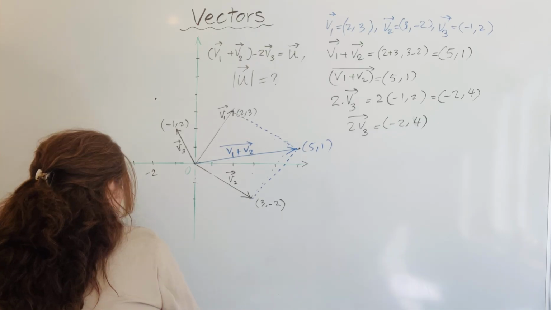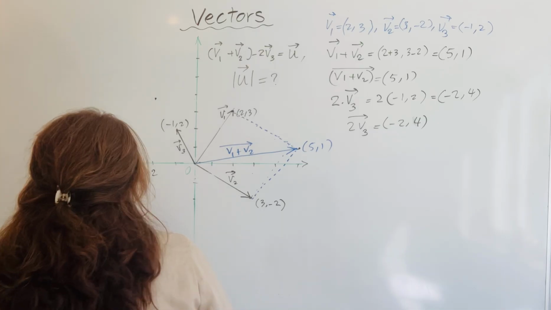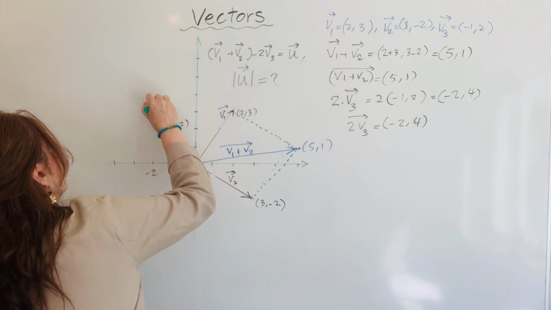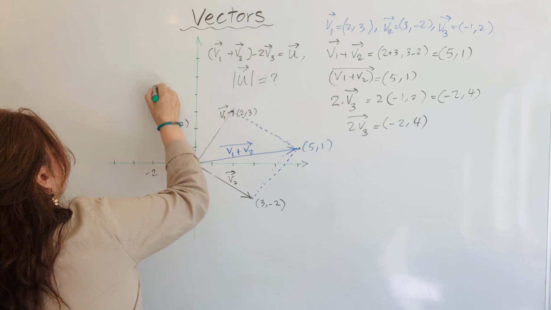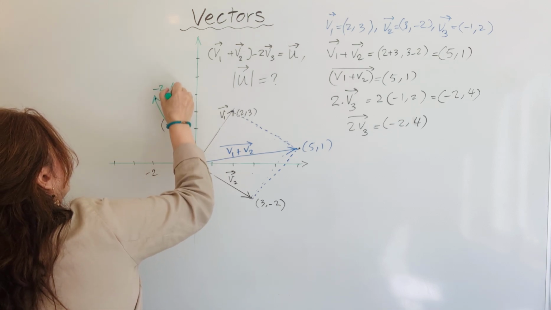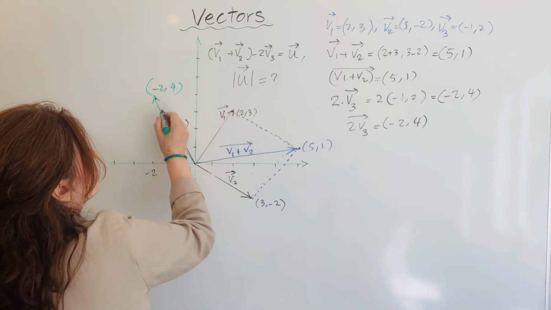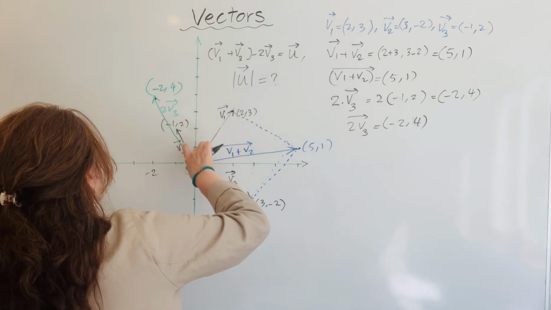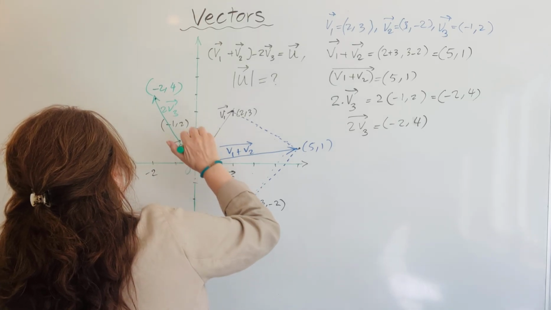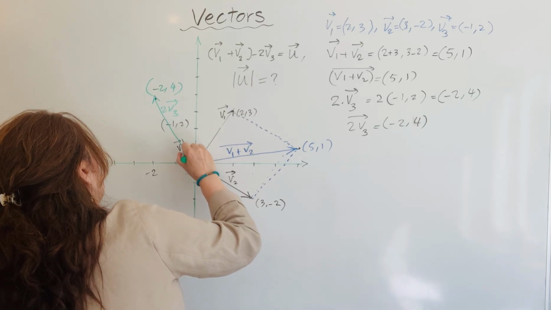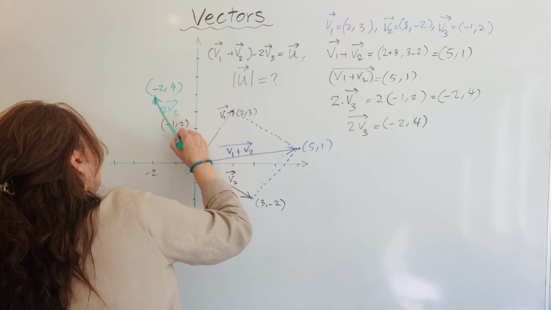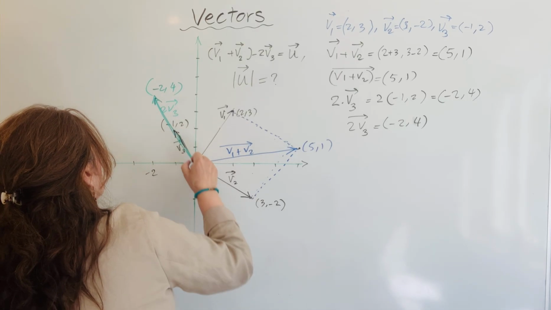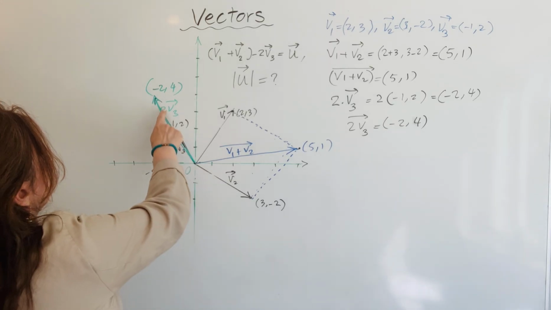We can just show this with green. Negative 2 and 4. What is this one? This is twice of V3, right? Actually, it must be at the same direction. Good. This is 2V3.